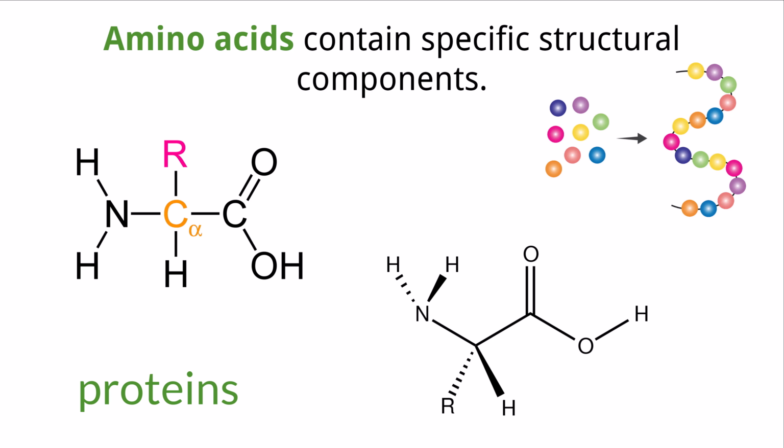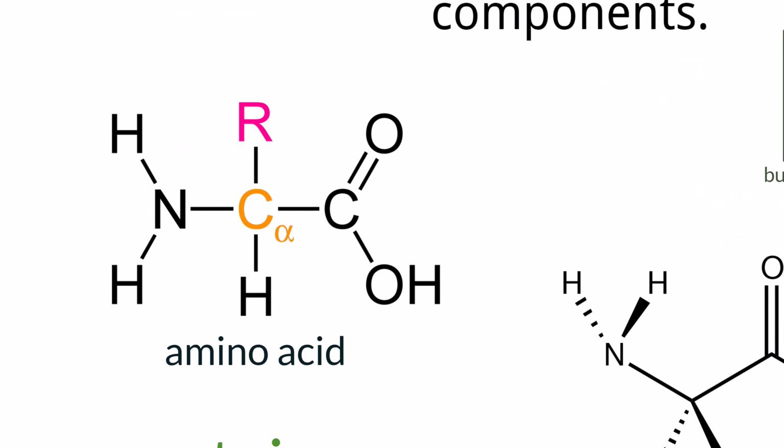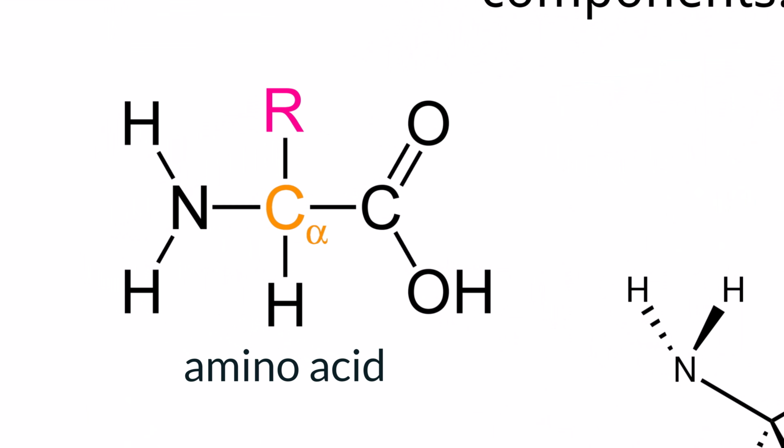Now, when we say the term protein, we are referencing a large polymer structure with many subunits attached to each other. But before we can grasp that, we need to understand the structure of those individual subunits, which for proteins are called amino acids. The structure of an amino acid is very specific and contains a few parts that you need to memorize and be able to draw for the IB exam.